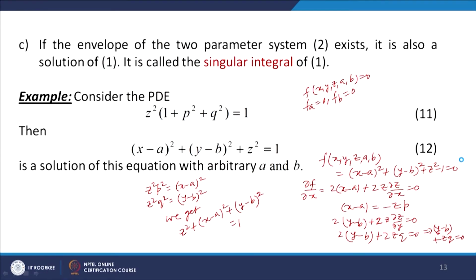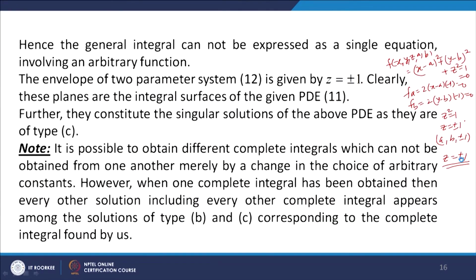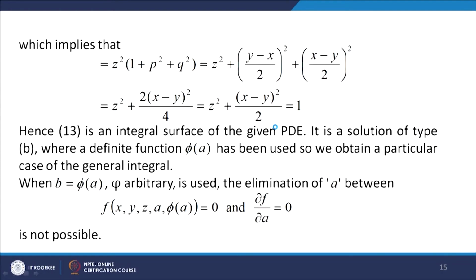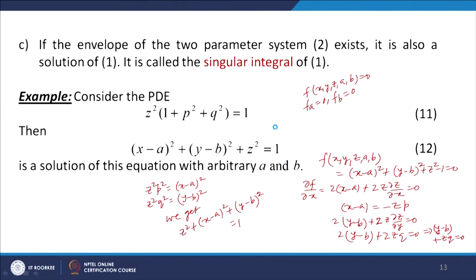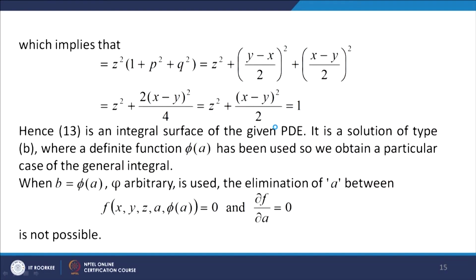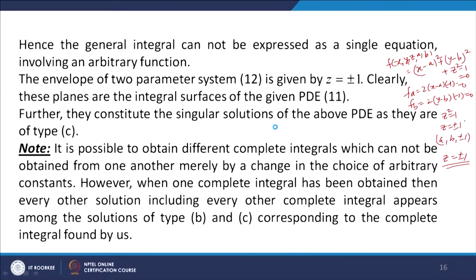Okay. Because z equal to plus minus 1 means when we differentiate z with respect to x, p is equal to 0, when we differentiate z with respect to y, q is equal to 0. So, clearly z equal to plus minus 1 satisfies 11. So, these planes are the integral surfaces of the equation 11. Further, they constitute the singular solutions. Okay. As we described in the third case, if the envelope of the 2 parameter system exists and is also a solution of 1, it is called the singular integral. So, z equal to plus minus 1 are the singular solutions of the PDE, z square times (1 plus p square plus q square) equal to 1.